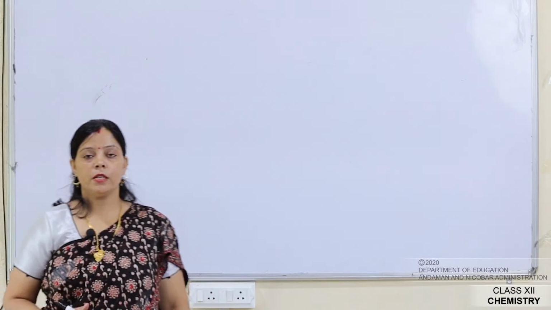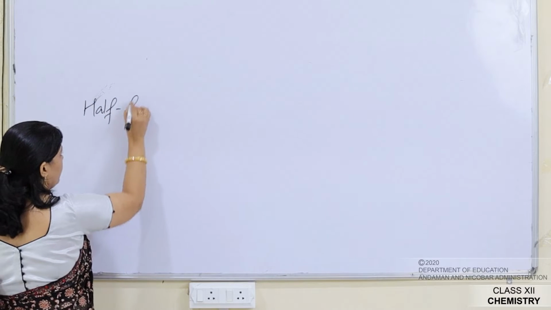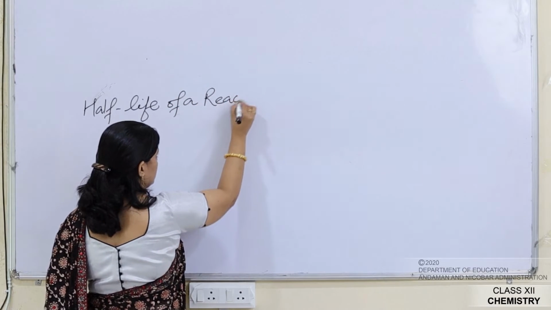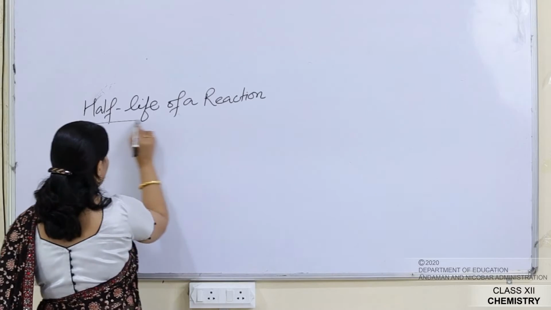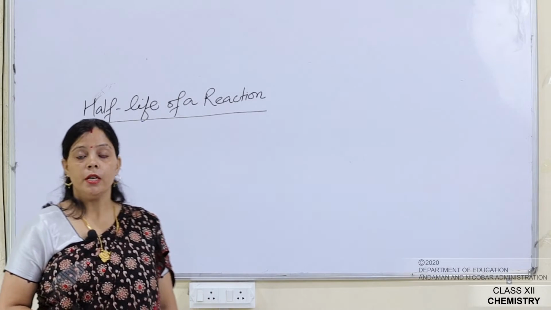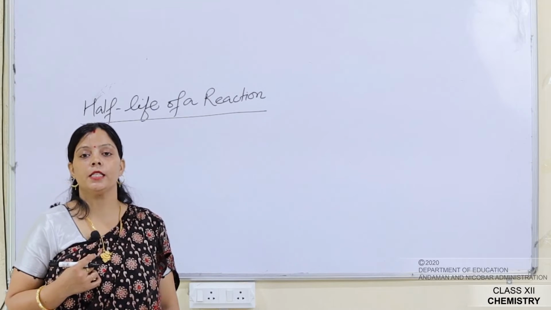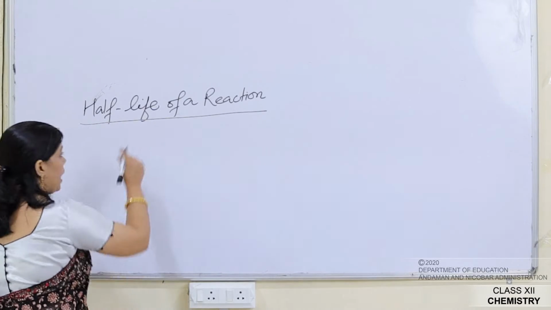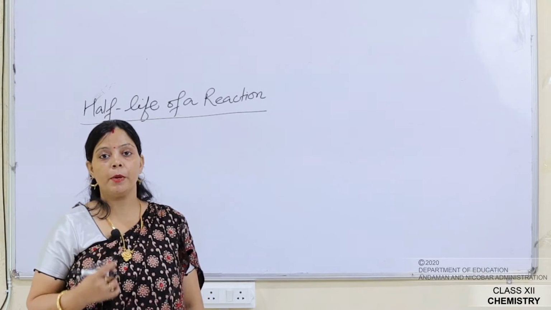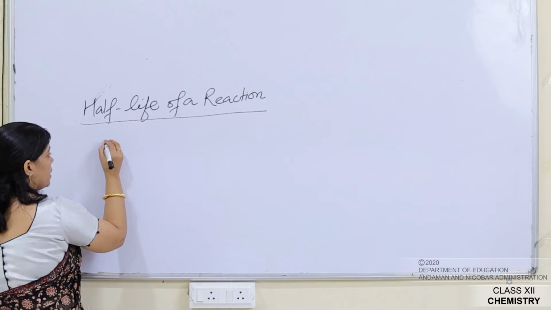After that, the next topic is the half-life of a reaction. The half-life period of a reaction is defined as the time during which the concentration of the reactant is reduced to half of the initial concentration of the reactant. The half-life period of the reaction can also be defined as the time required for the completion of half of the reaction.